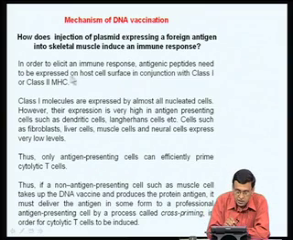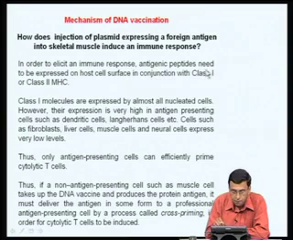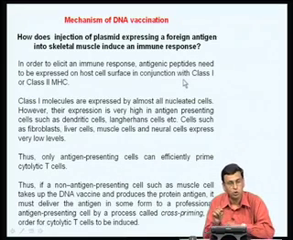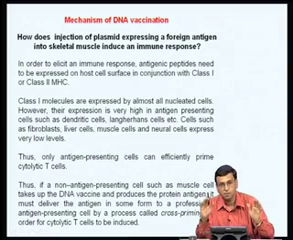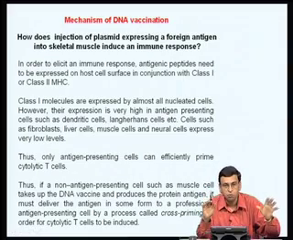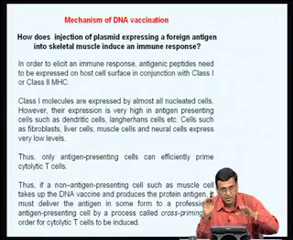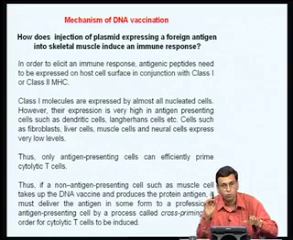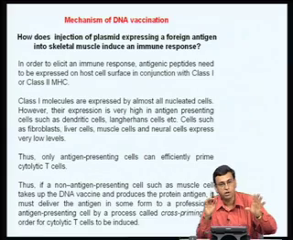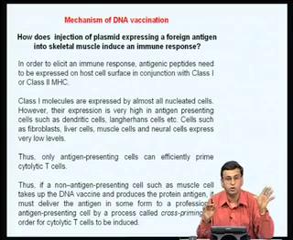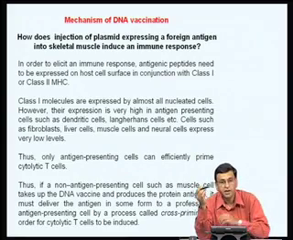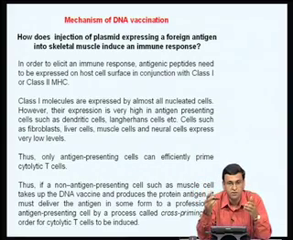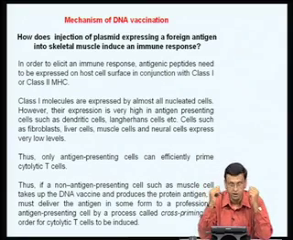Now, in order to elicit an immune response, antigenic peptides need to be expressed on the host cell surface in conjunction with class 1 or class 2 MHC. I am sure all students who have studied basic immunology know this. If you want a cytotoxic T lymphocyte response, the antigen has to be synthesized inside the cells through the intracellular pathway and should be expressed along with class 1 MHC, and only then will you get a cytotoxic T lymphocyte response. Whereas if you want an efficient antibody response, it has to be expressed in conjunction with class 2 MHC, and then you get a very efficient antibody response.